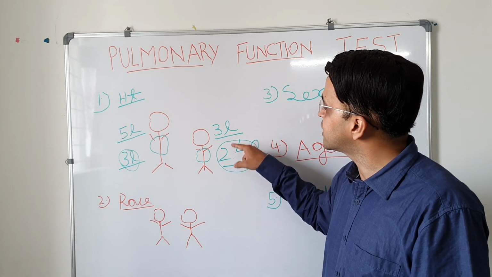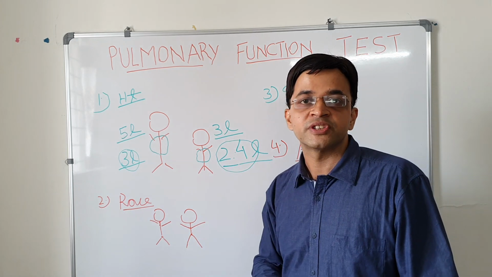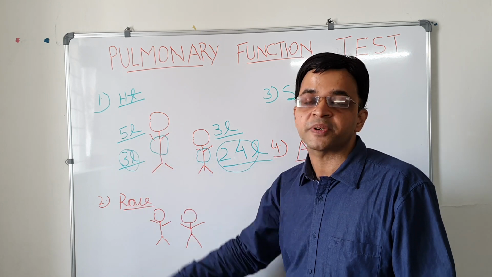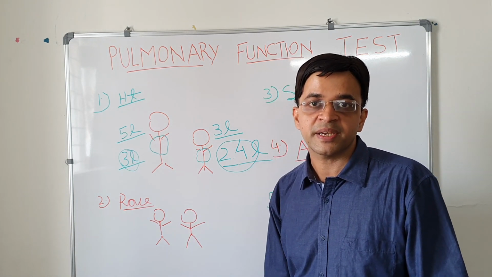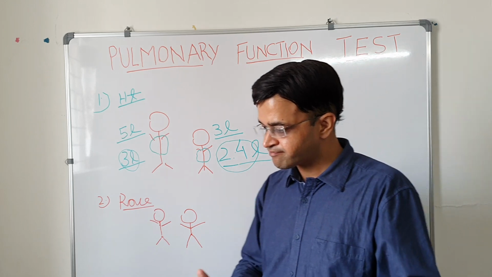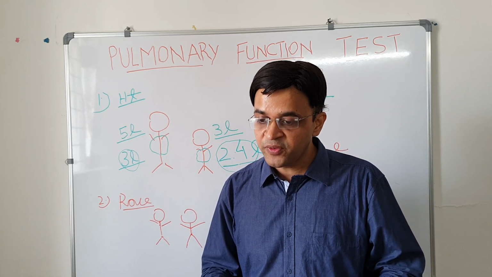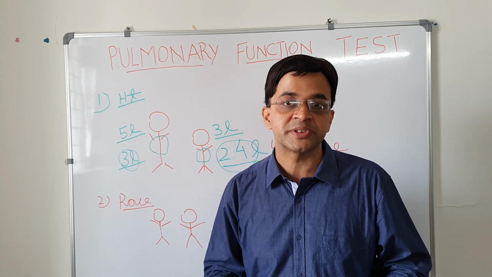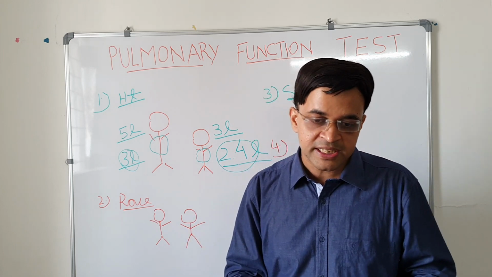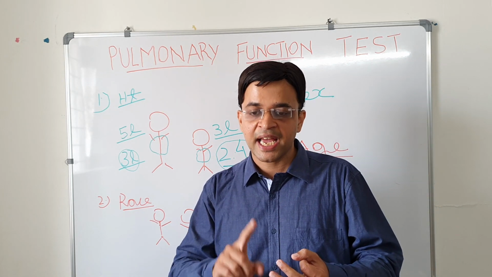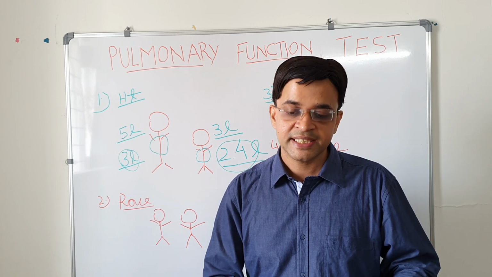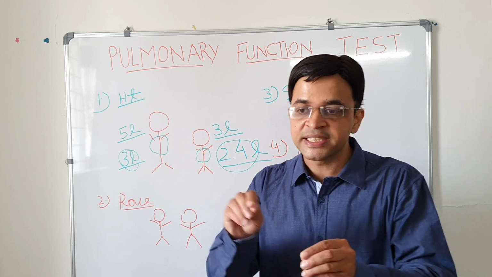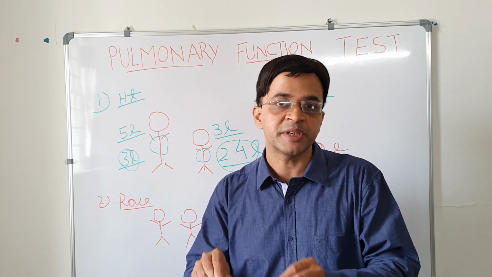This guy is exhaling around 80% of his total lung capacity. This guy is exhaling just 60% of his total lung capacity. So basically, all this calculation is done by computers. We are not calculating it. We just feed the height, the weight, everything into computers, and the computer calculates these reference ranges and tells us that yes, this is the predicted value and this is the value you have got for the patient.